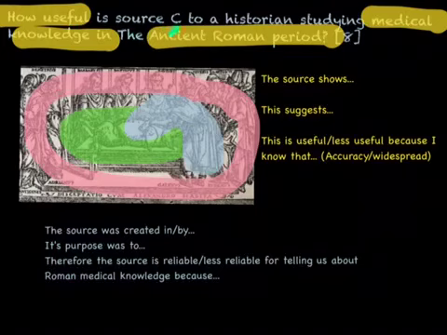So how useful is source C to a historian studying medical knowledge in the ancient Roman period? If you want, you can pause this clip and use the sentence starters that are on the screen. Alternatively, you could have a go at structuring it in a different way, but make sure in your answers you talk about something you can see in the source, what that's suggesting, and how accurate that is using your own knowledge. And if you want top marks, you also need to talk about the provenance of the source. Where has it come from? Why was it created? And how reliable does this make the source?